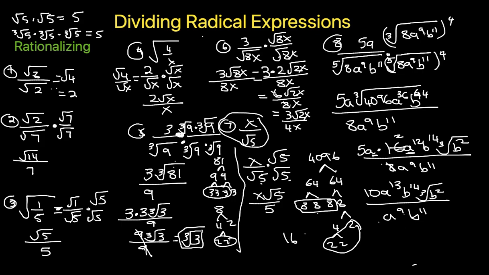Okay, last thing I need to do is to combine the variables outside. So here I just have 10. Remember what the quotient rule says, you subtract. 13 minus 9 is 4. 14 minus 11 is 3. And then I have cube root of b squared. You may need to watch this part over and over to understand it.